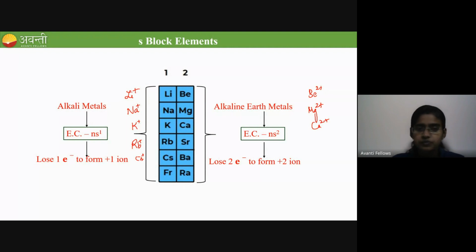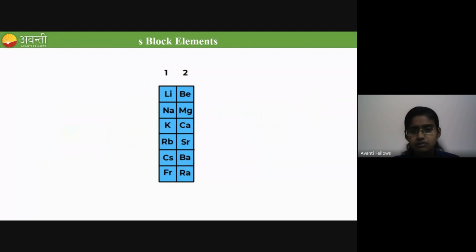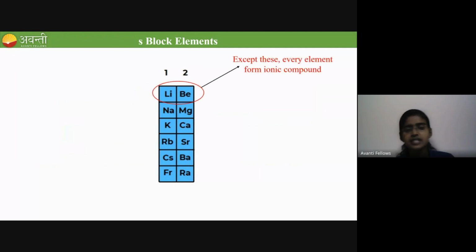Got it? So these are the general outer electronic configurations in which the corresponding element can lose its outermost electron. Now coming to the next point, except lithium and beryllium, all other elements in the first group and second group form ionic compounds.